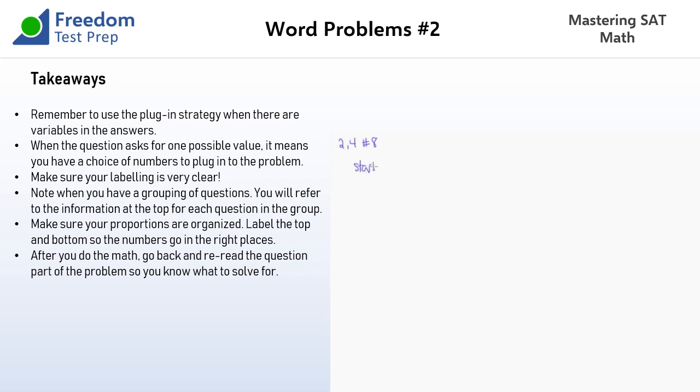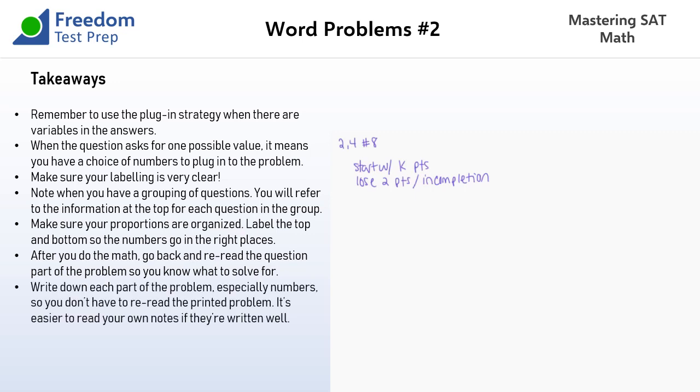Start with K points and we lose 2 points per incompletion. Per each incompletion, we lose 2 points. If a player who gains no additional points and fails to complete 100 tasks has a score of 200. I'm just going to stop because they're piling on some information and I'm already starting to lose my way here. So I'm going toward the numbers. It says the player fails to complete 100 tasks. So I'm going to start there.